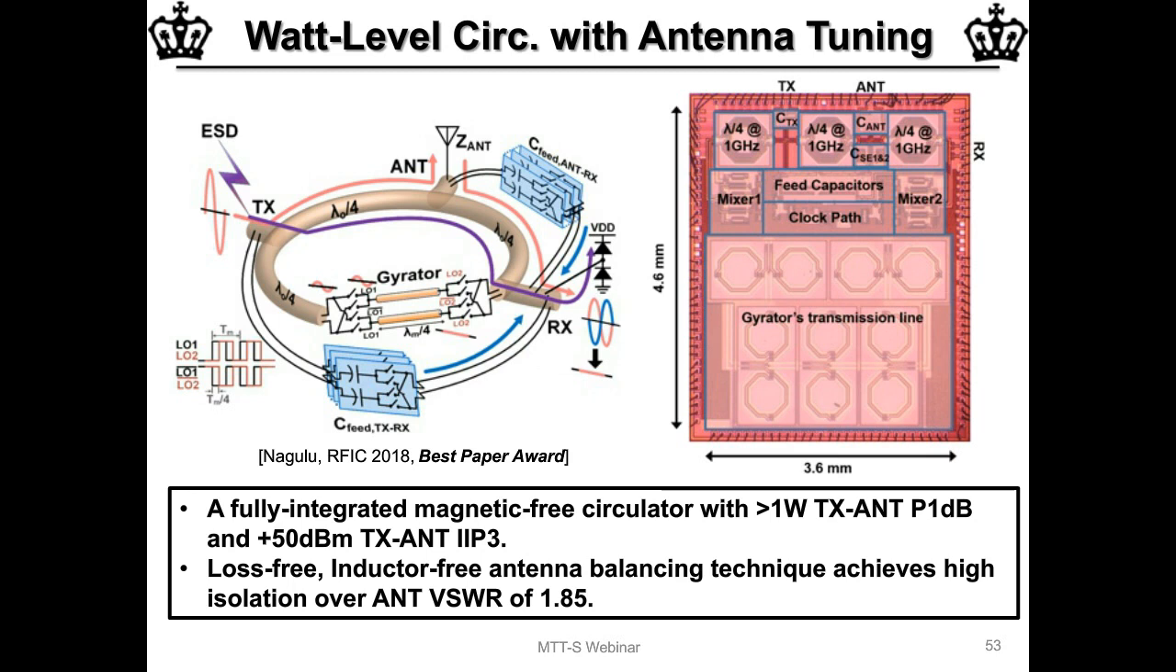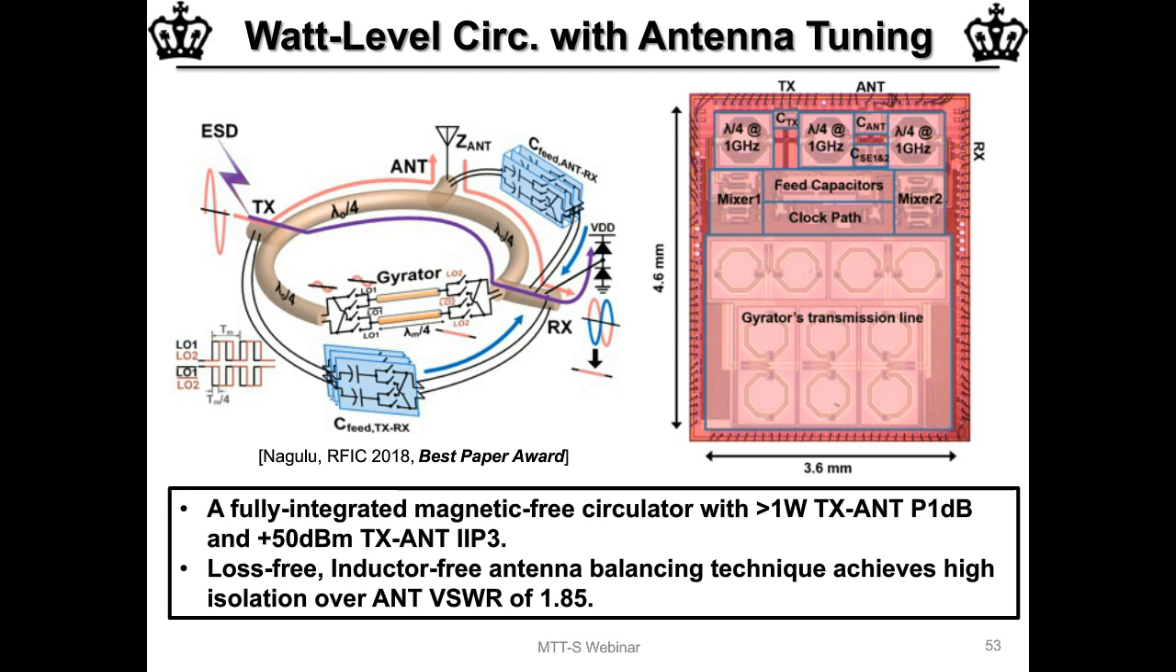And so we were able to realize a circulator that can handle in excess of 1 watt of power at the transmitter port with more than plus 50 dBm transmitted antenna IIP3. The other interesting feature in this work is we added some tuning capacitors that allow us to get maximum isolation even when the antenna impedance changes.